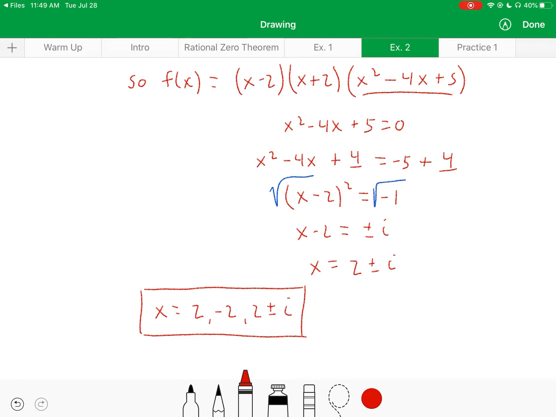Okay. All right, it is your turn. Try practice one yourself. It's not quite as involved as this example. It's a little bit more like example 1. So try that yourself. Pause the video as you do so. Check your work with mine.